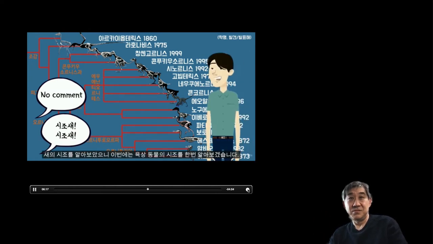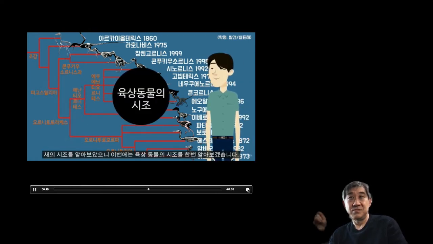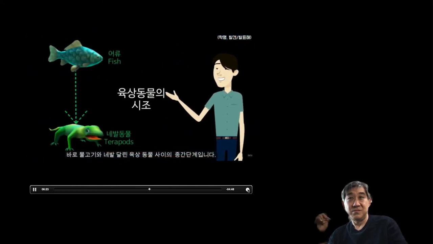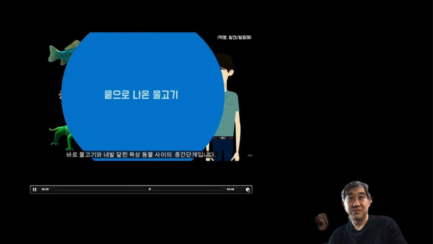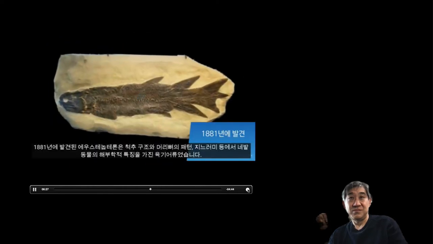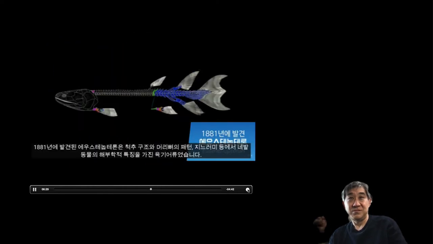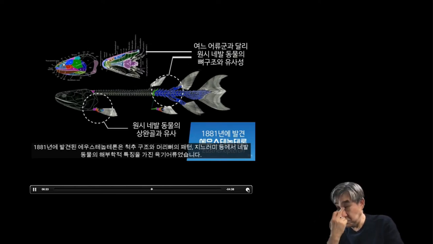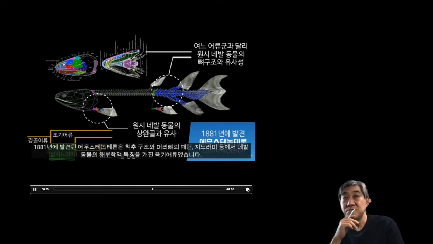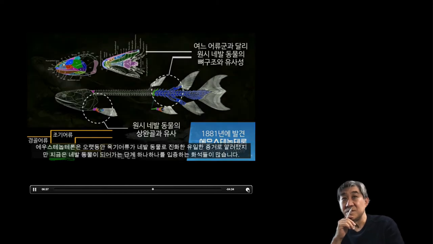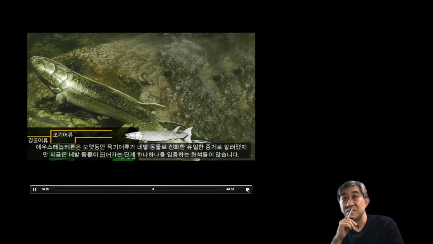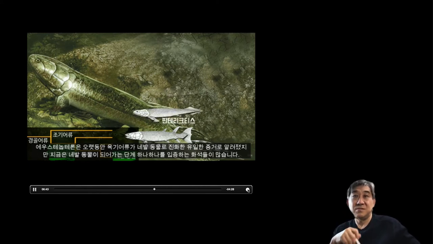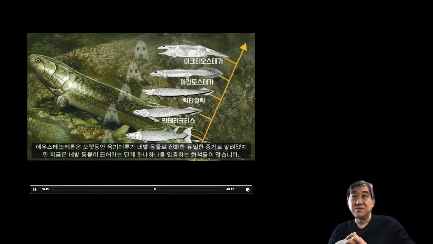새의 시조를 알아보았으니 이번에는 육상동물의 시조를 한번 알아보겠습니다. 바로 물고기와 네 발 달린 육상동물 사이의 중간 단계입니다. 1881년에 발견된 에우스테노프테론은 척추 구조와 머리뼈의 패턴, 지느러미 등에서 네 발 동물의 해부학적 특징을 가진 육기어류였습니다. 에우스테노프테론은 오랫동안 육기어류가 네 발 동물로 진화한 유일한 증거로 알려졌지만 지금은 네 발 동물이 되어가는 단계 하나하나를 입증하는 화석들이 많습니다.